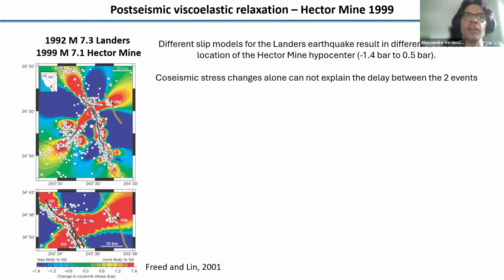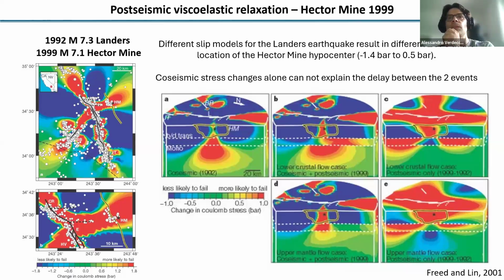So what they tried to do is model viscoelastic relaxation, a more time-dependent approach. This is, let's say, a view in 3D. What you can see here, more or less, sorry if the figure is a little bit blurry, the white line is the Landers earthquake, and the black star is the location of the Hector Mine. In terms of coseismic stress changes, it's located in an area of, let's say, threshold between negative and positive.